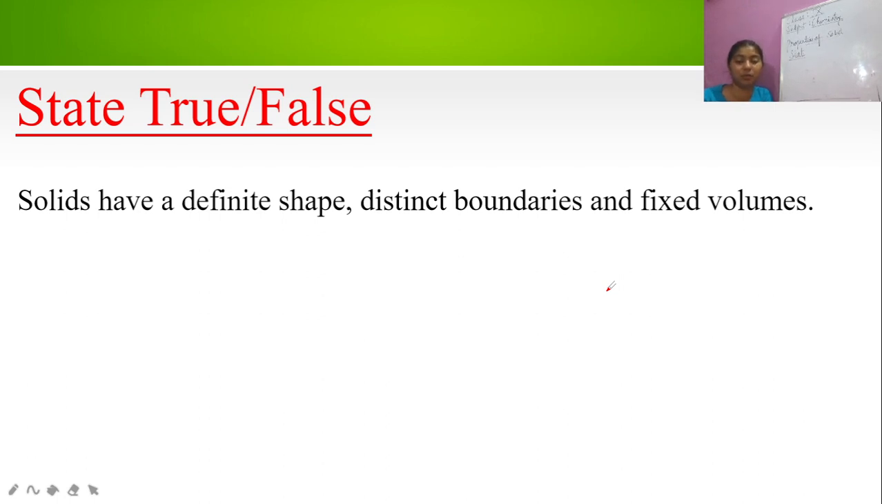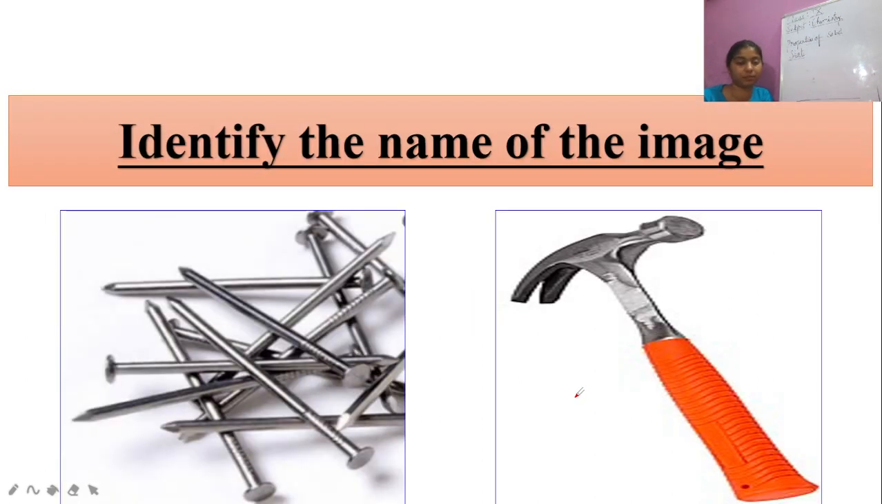Yes, students, very good. So it is a true statement. Very good. So let's move further. Now students, identify the name of this image. Yes, first is an iron nail, second is a hammer, right?